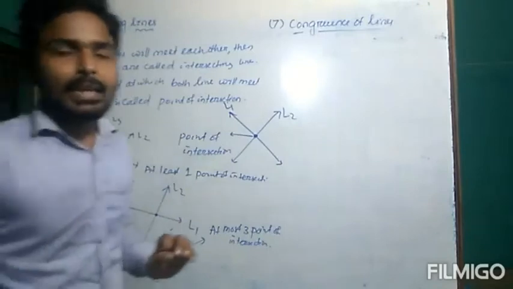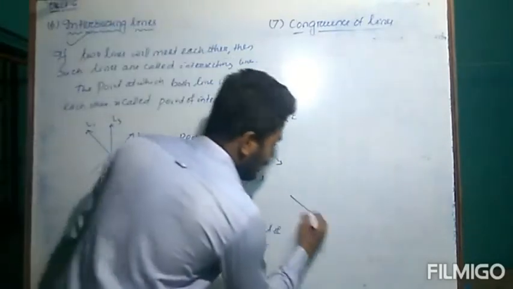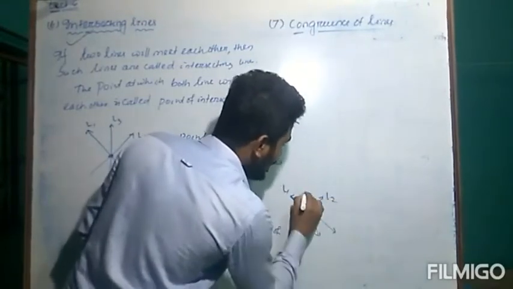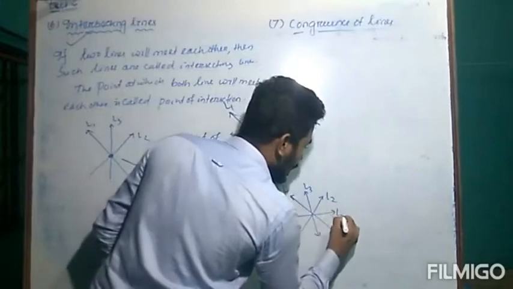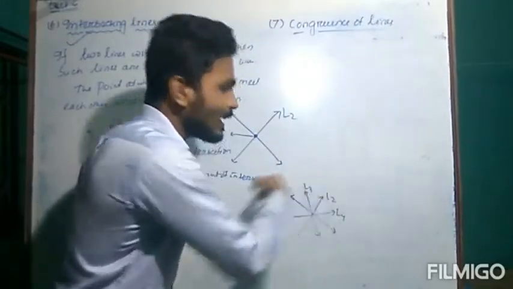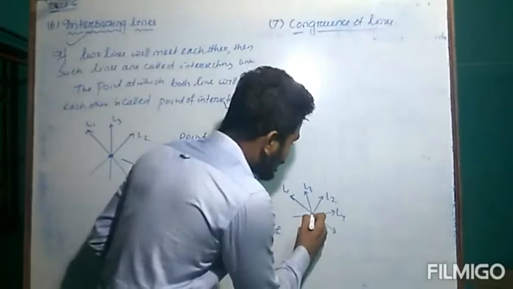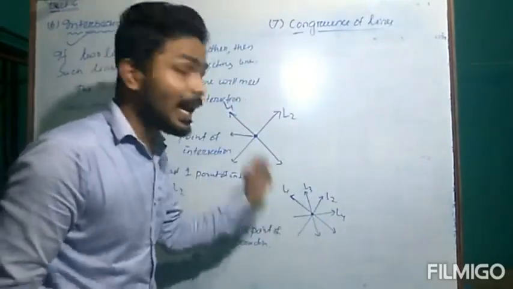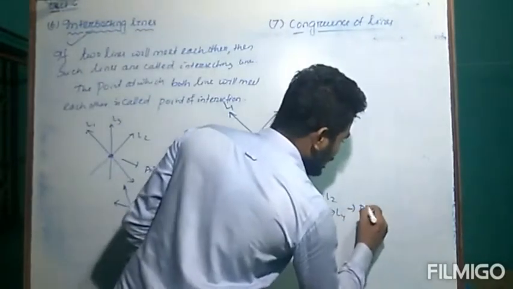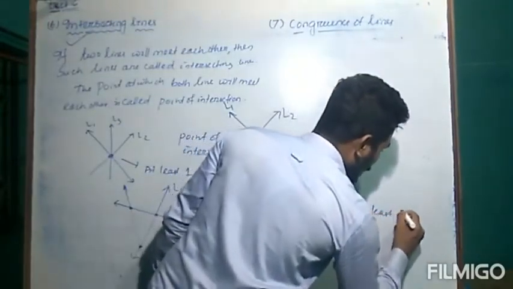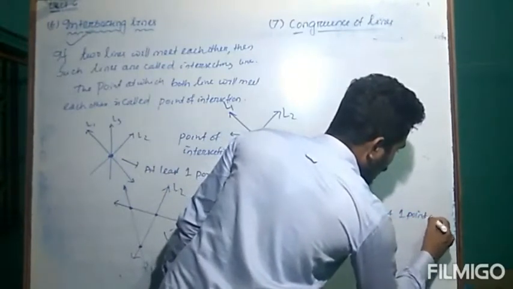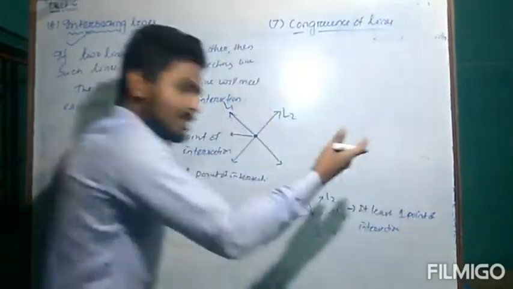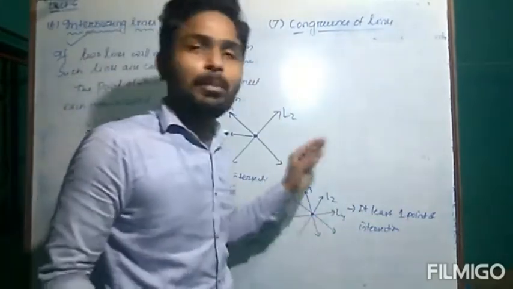Understood? Similarly, in case of four straight lines, straight line 1, straight line 2, straight line 3 and straight line 4. Here you see all the four straight lines can pass through a single common point. So they have at least one point of intersection. Now we will find at best, or at most, at how many points they will meet each other.